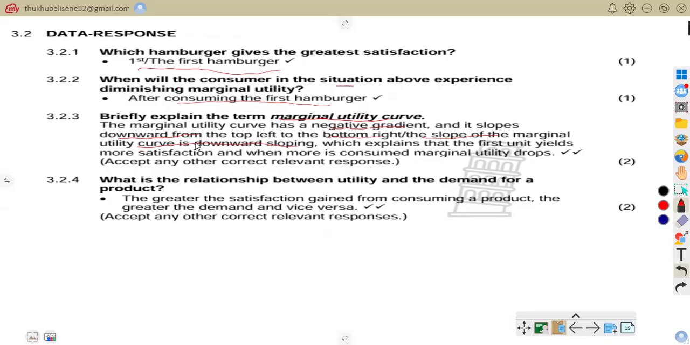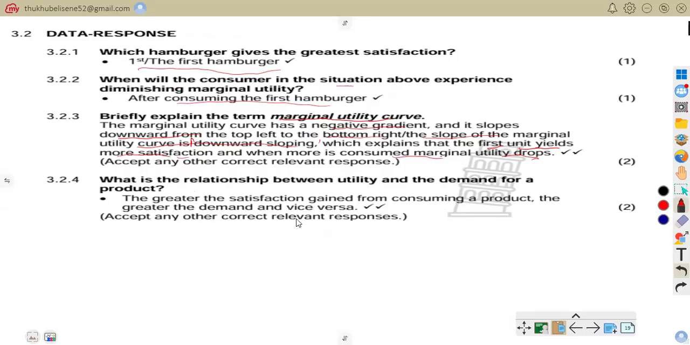So that is what we are saying is downward sloping, which explains that the first unit yields more satisfaction, and when more is consumed, marginal utility drops. Like I said, when you are eating those chips, the first few taste great, but later you feel full and you're no longer going to enjoy them. That's what it means.